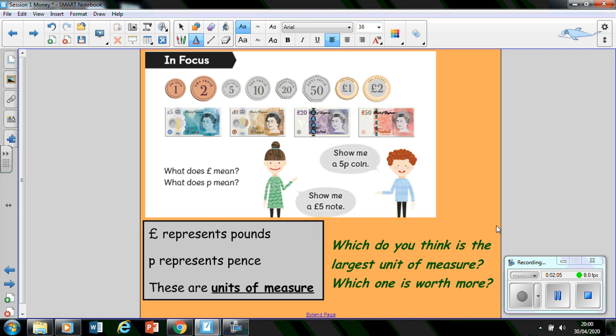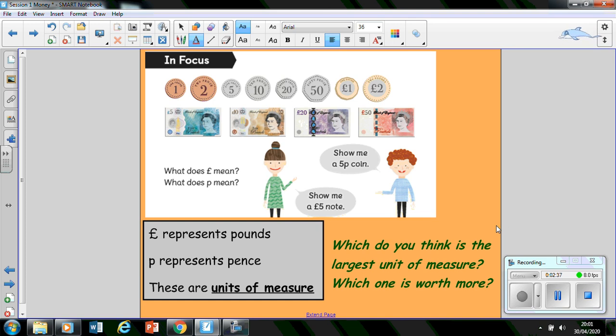Okay, I've got another question for you. Which do you think is the largest unit of measure? Is it the pound or is it the pence? Which one is worth more? Pause the video, talk to your talk partner. Okay, welcome back. The largest unit of measure, the one which is worth more, is the pound. The pound is worth more than a penny.